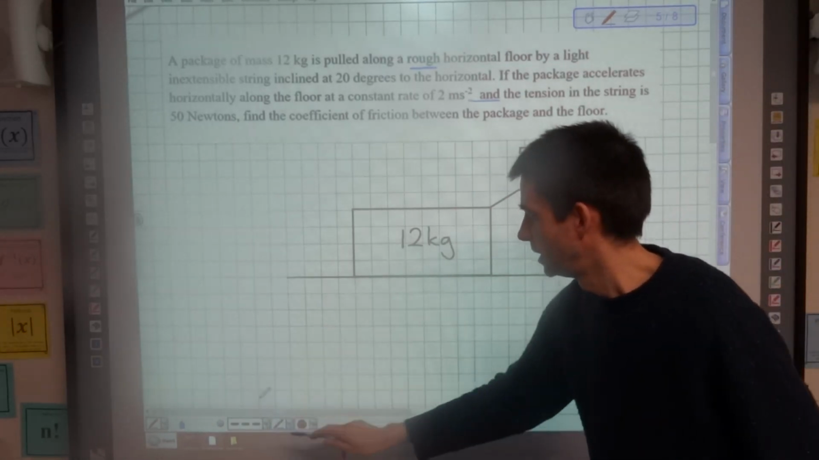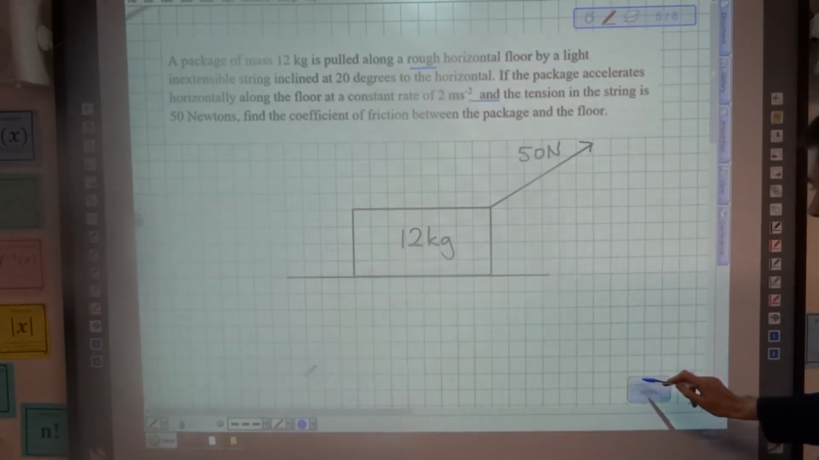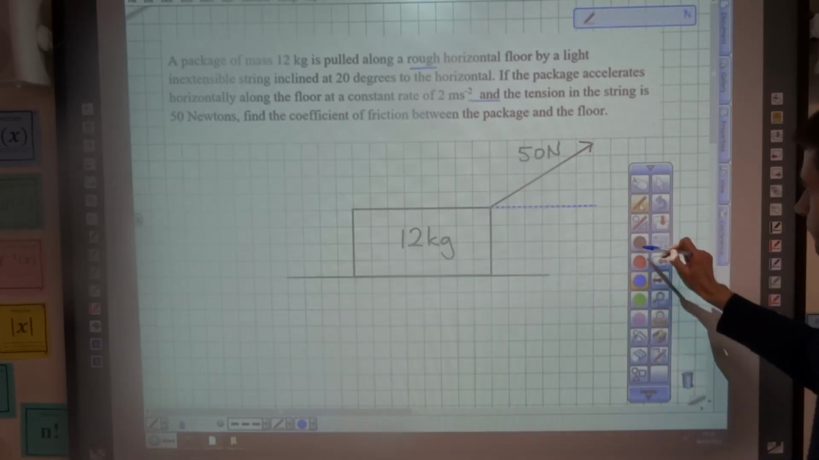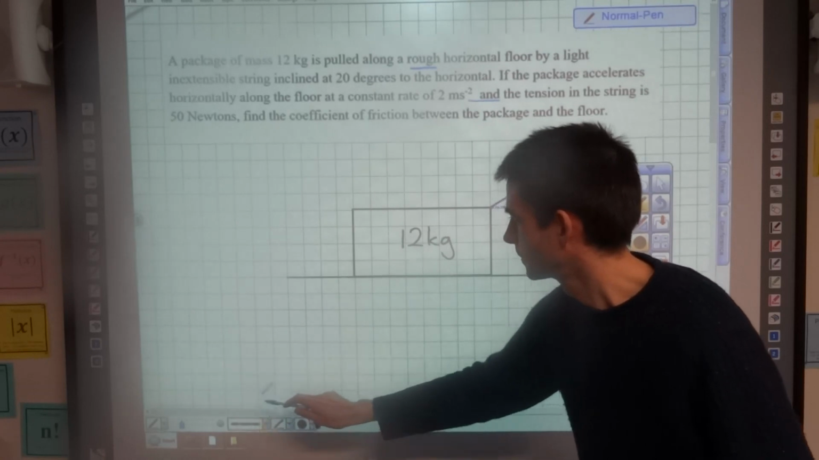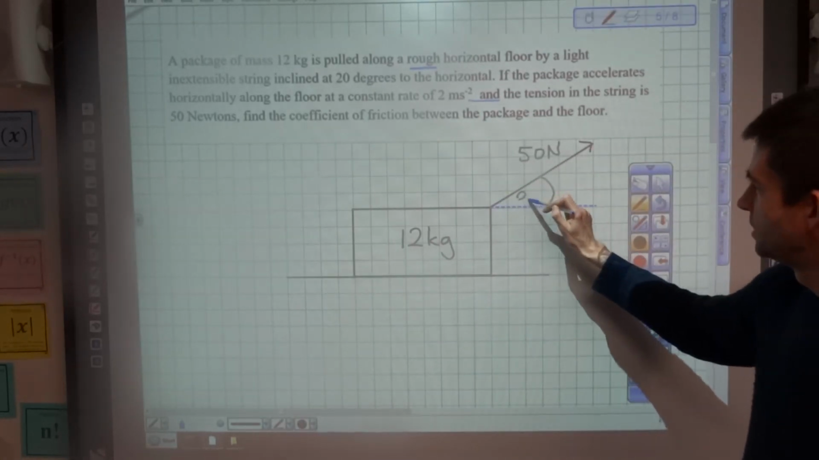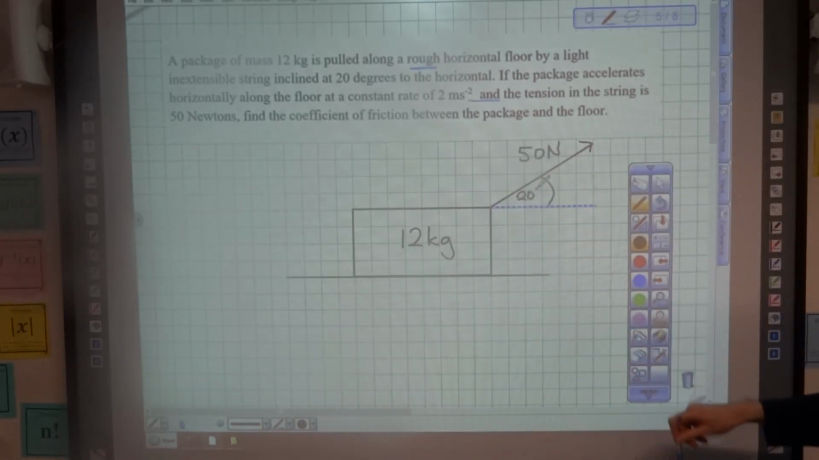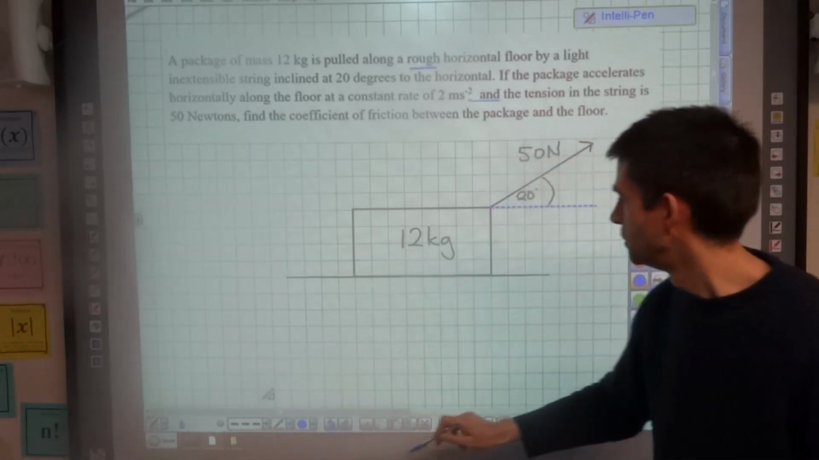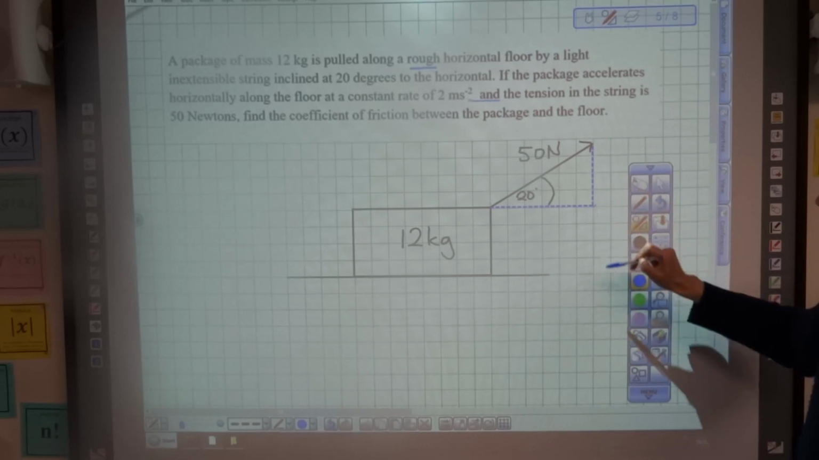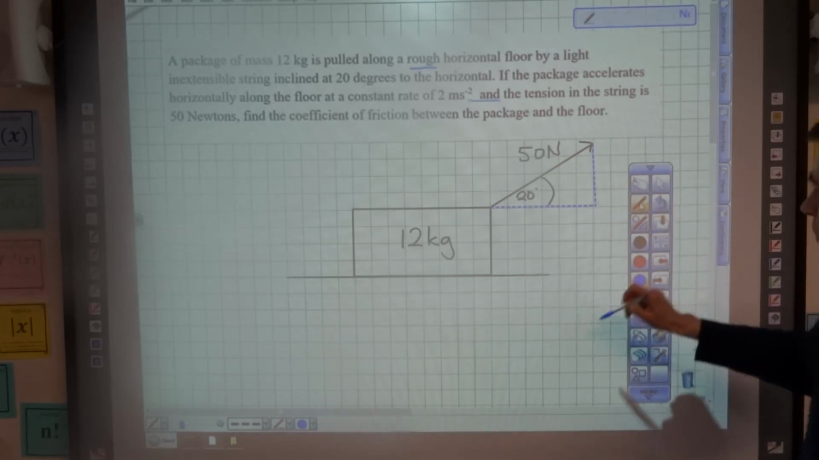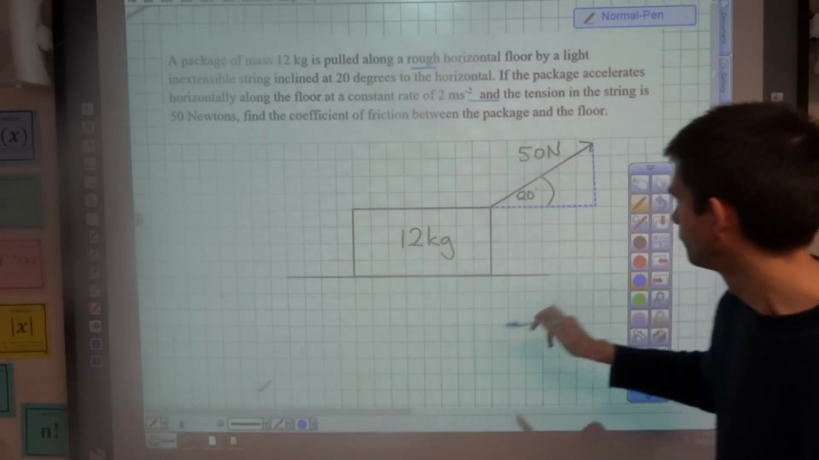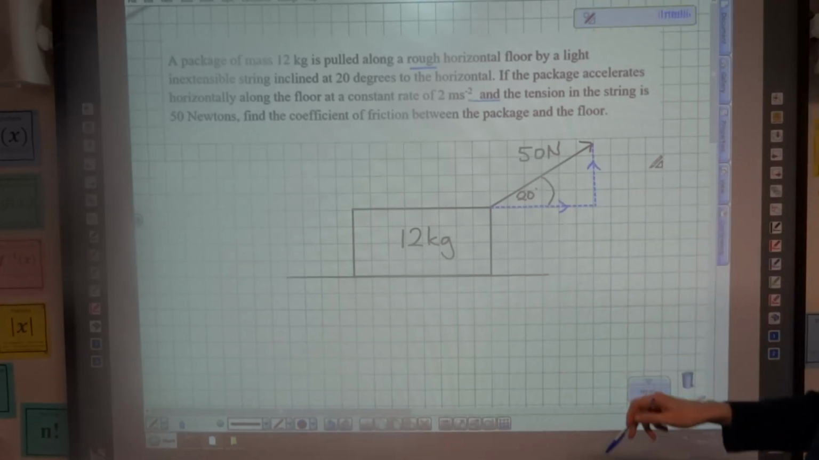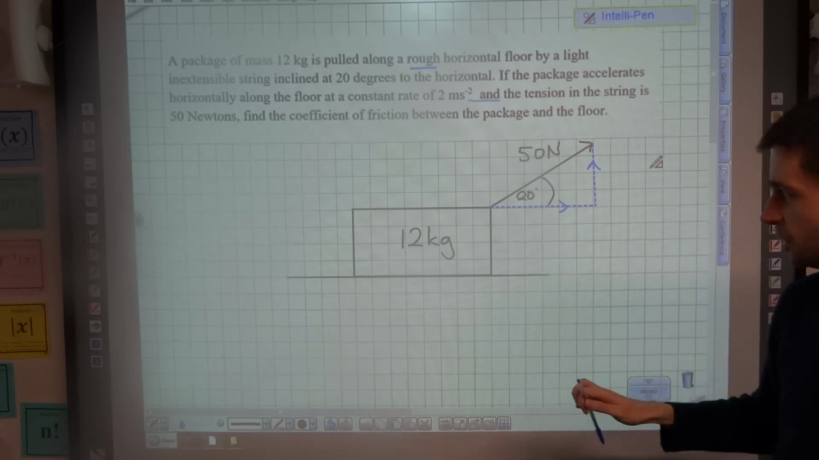And I've been told that it's inclined at an angle of 20 degrees to the horizontal. So let's draw that in like so. And that is a 20-degree angle there. So that force is going to have to be separated into horizontal and vertical components. I've got the horizontal one there, and the vertical one on there. That way. And let's just think about what other forces we have acting on this system.